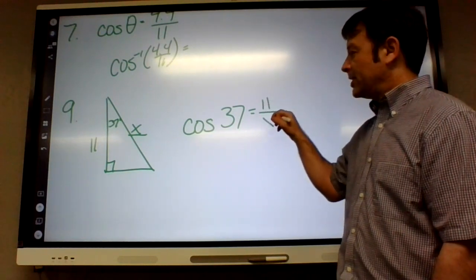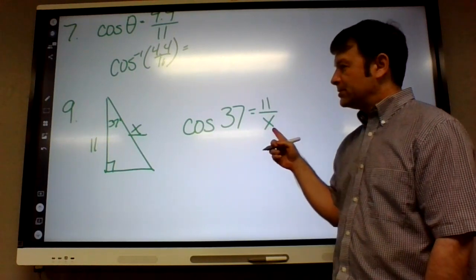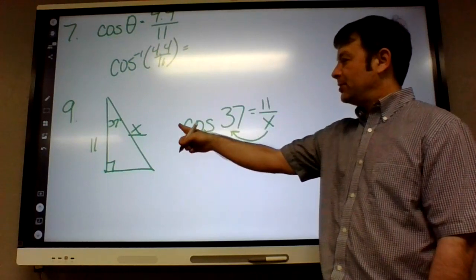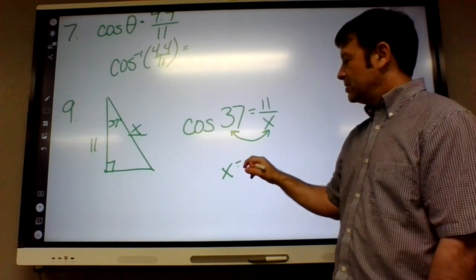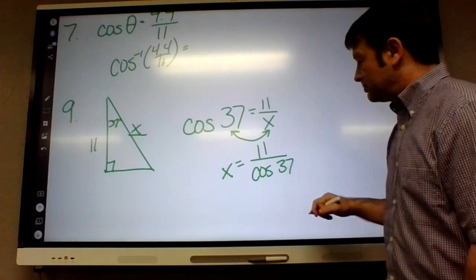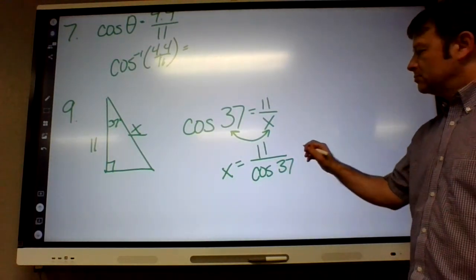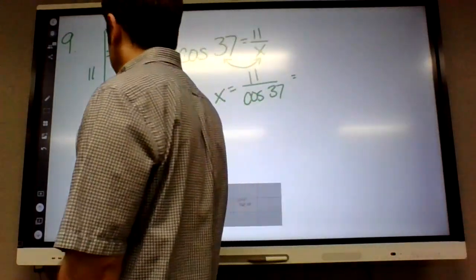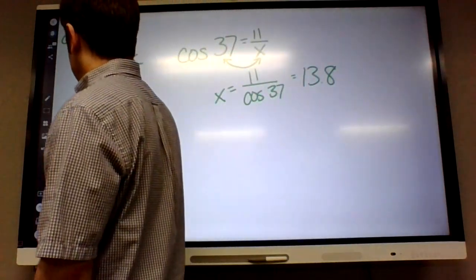Right, adjacent over hypotenuse. Okay, how did we solve these when the x was in the denominator? Switch places. Right. Well, you multiply by x and it goes up here on this side, and then you divide by cosine of 37. And they basically switch places. So what we're going to plug in is 11 divided by cosine of 37. No inverse. 13.8. Yeah, you do need better answers on these.